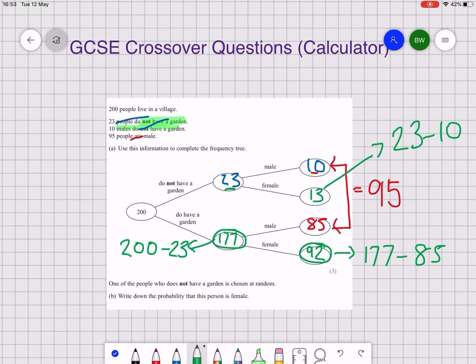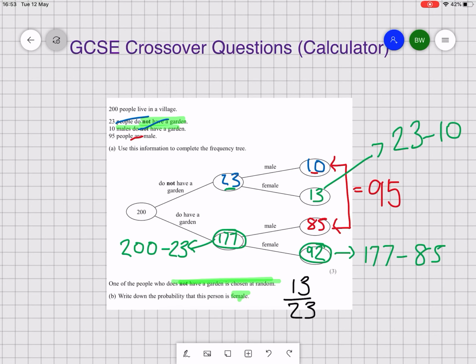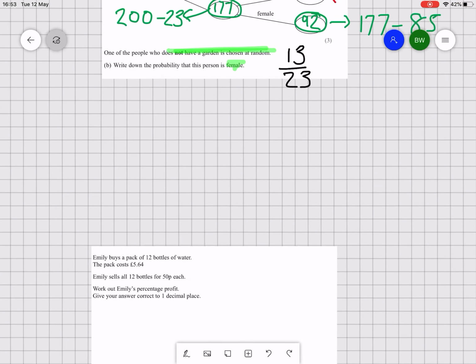Okay, so next question, I've got one of the people who does not have a garden is chosen at random. What's the probability that they are female? So give that a go. Okay, we're looking at the people who don't have a garden, so it's out of 23 because we know that they don't have a garden. The probability that they're female, well, there's 13 out of 23, so that's going to be my answer there. So, second question.